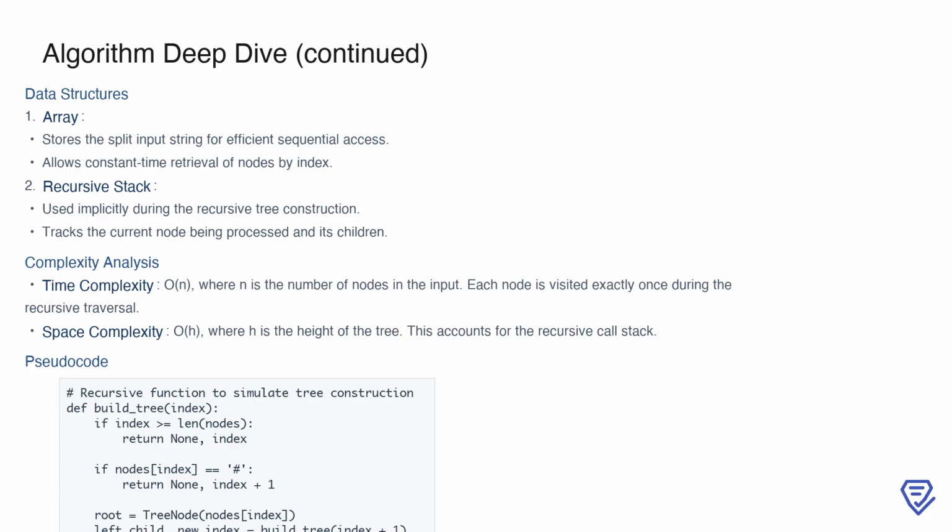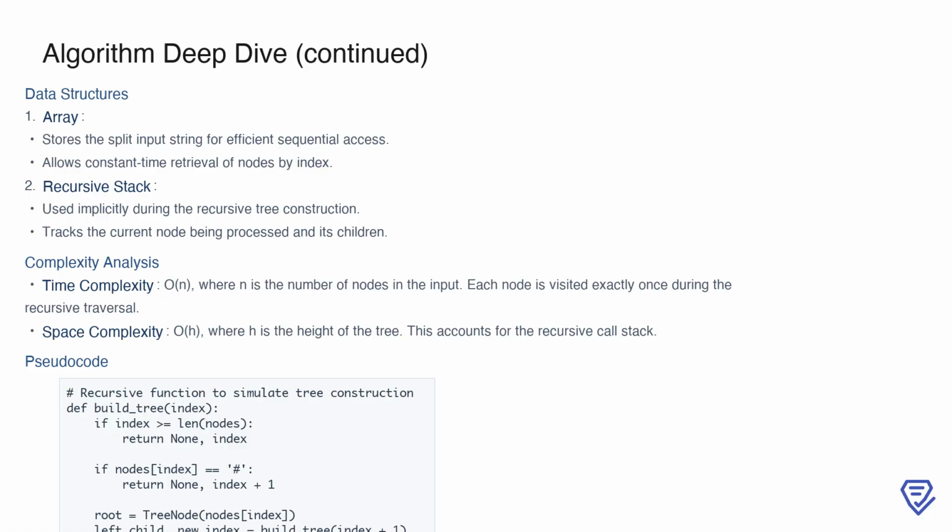process subtrees correctly. In terms of complexity, the time complexity is O(n), where n is the number of nodes in the input string. Each node is visited exactly once during the recursive traversal. The space complexity is O(h), where h is the height of the tree, as this accounts for the space required by the recursive call stack.